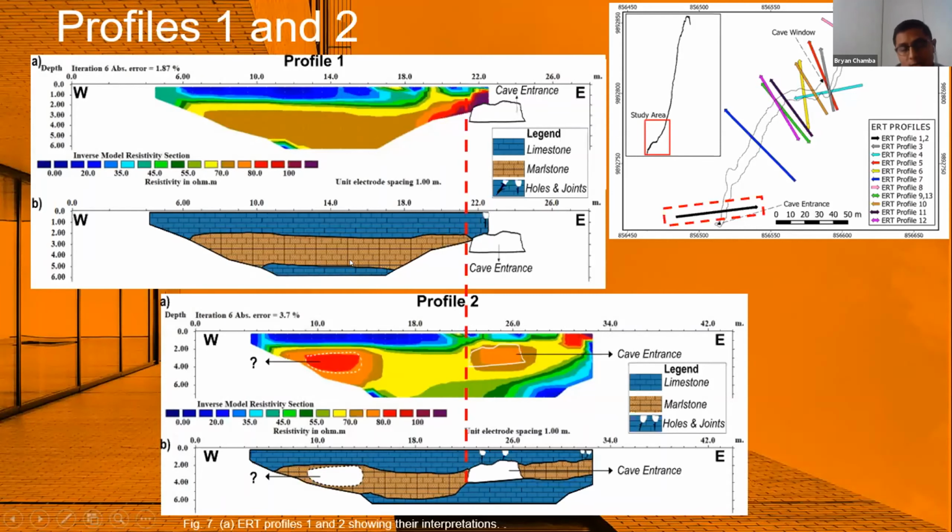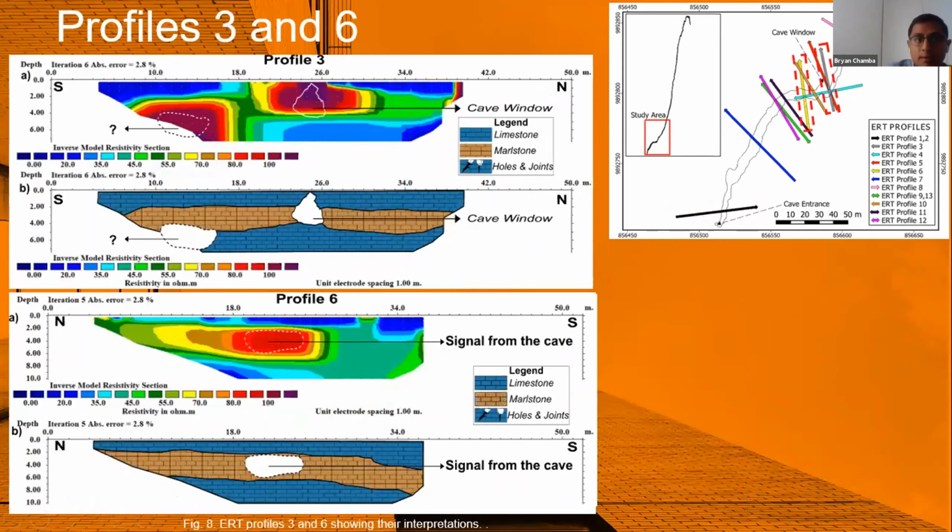Also, it's important to say that in this part, we have an unknown cavity, because here we have another resistivity anomaly. And here we have another resistivity anomaly, but this one corresponds to holes and joints. Here we have profiles number 3 and 6, and profile number 3 was done over the cave window, and here it's really interesting to see that the windows of the cave match very well with the resistivity anomaly, as you could see.